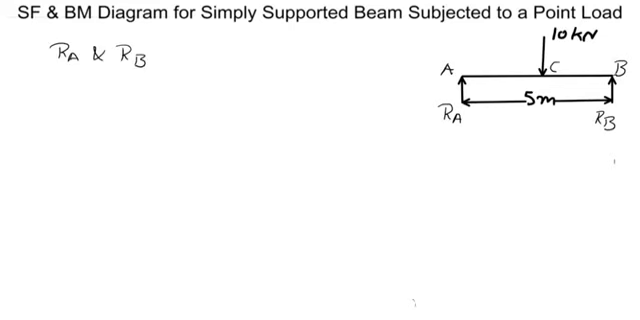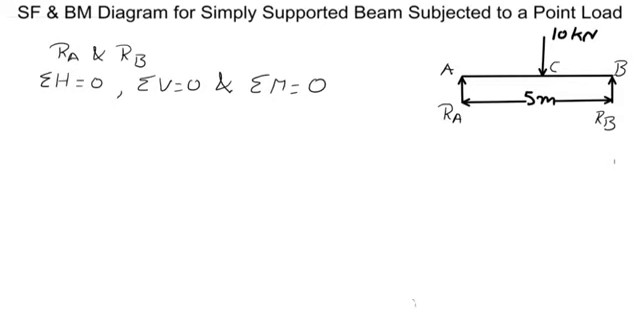We have to apply equilibrium conditions. So equilibrium conditions are, first one is sum of all horizontal forces are 0. Then second one is sum of all vertical forces are 0. And last one is sum of all the moments about any point are 0. So the first equilibrium condition is sum of all horizontal forces are 0. In this diagram there is no horizontal force, so this will not apply.